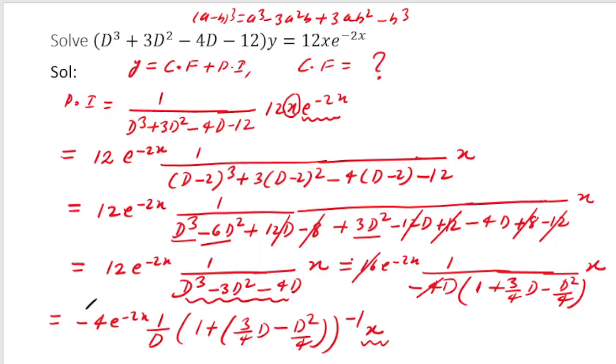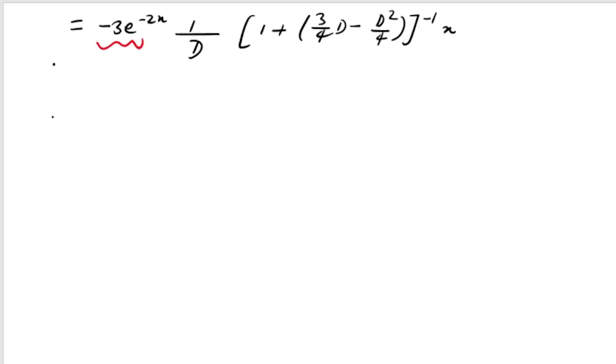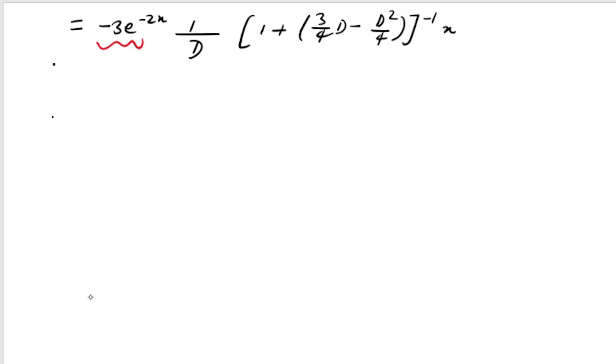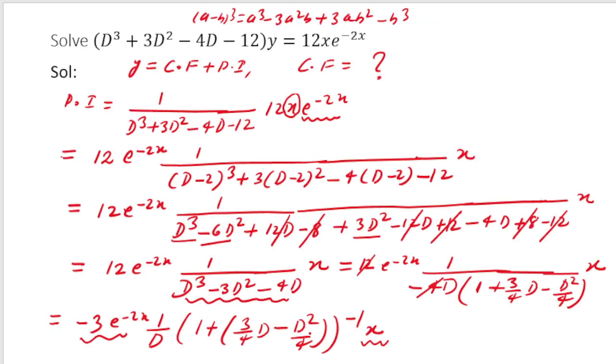Here I have made a small mistake. Let me correct it. It was 12 here. I don't know why I wrote 16. So first let me correct this part. It is 12, and 12 and minus 4, when you cancel, you will not get minus 4 here, you will get minus 3 here, right? So in the next page what I have written is minus 3 e to the power minus 2x, and then 1 by D. I copied it, 1 by D, and this whole thing, 1 plus 3 by 4D minus D square by 4, to the power minus 1, over x, right?